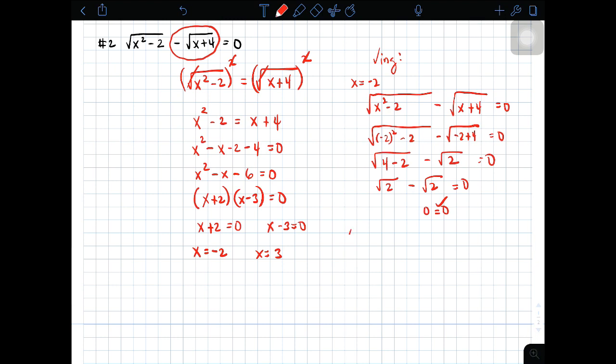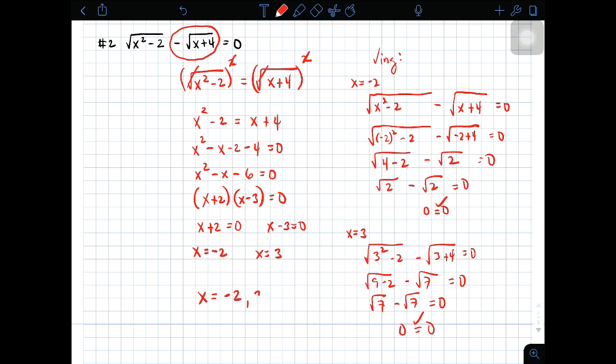Next you need to check if x is equal to 3. Then let's check. Square root of 3 squared minus 2 minus the square root of 3 plus 4 is equal to 0. 3 squared is equal to 9 minus 2 minus the square root of 7 is equal to 0. This is square root of 7 minus the square root of 7, 0. This is 0 is equal to 0. So as you can see, the two numbers satisfy the given radical equation. Therefore, the values of x are negative 2 and 3.